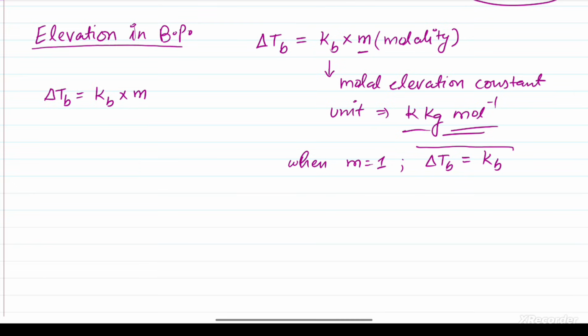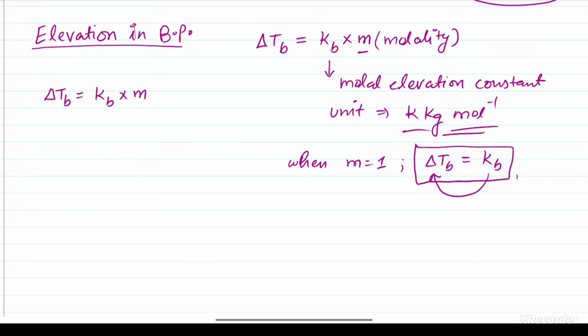So basically you can define this Kb or Tb. So what is Kb? Molar elevation constant. Then it can be defined as elevation in boiling point. So molar elevation constant may be defined as the elevation in boiling point when the molality is 1. Molality is 1 means when 1 mole of a non-volatile solute is dissolved in 1 kilogram of the solvent.